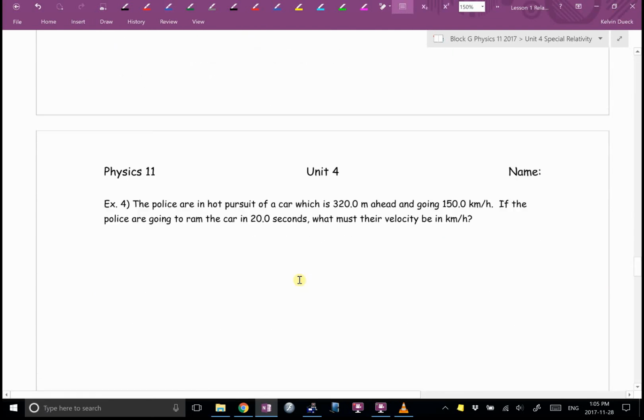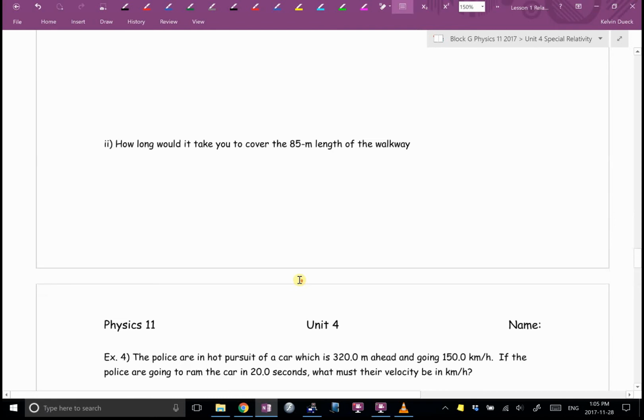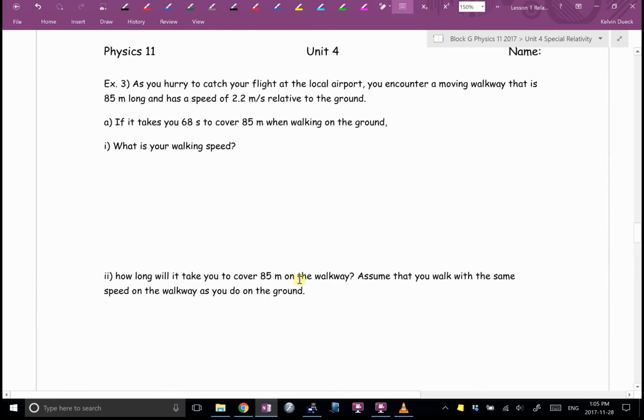This last one? Oh no, we got Hot Pursuit and cool videos. Okay, almost done. As you hurry to catch your flight at Vancouver Airport, you encounter a moving walkway that is 85 meters long and has a speed of 2.2 meters per second relative to the ground. If it takes you 68 seconds to cover 85 meters when walking on the ground, part 1, what does part 1 want me to find? Justin, what does part 1 want me to find?